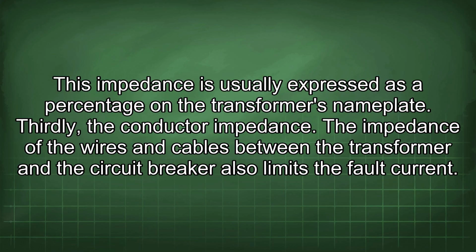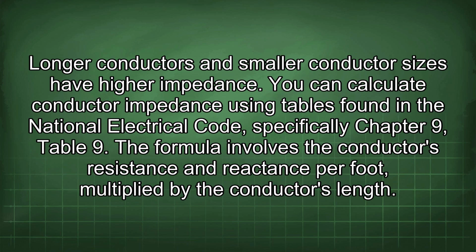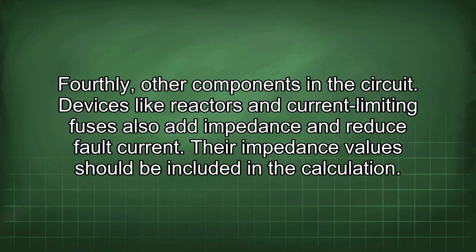Thirdly, the conductor impedance. The impedance of the wires and cables between the transformer and the circuit breaker also limits the fault current. Longer conductors and smaller conductor sizes have higher impedance. You can calculate conductor impedance using tables found in the National Electrical Code, specifically Chapter 9, Table 9. The formula involves the conductor's resistance and reactance per foot, multiplied by the conductor's length. Fourthly, other components in the circuit. Devices like reactors and current-limiting fuses also add impedance and reduce fault current. Their impedance value should be included in the calculation.